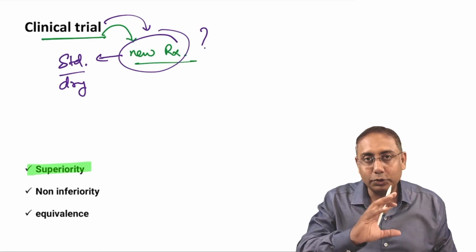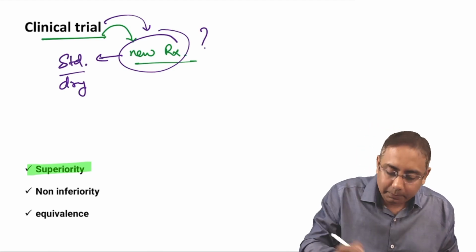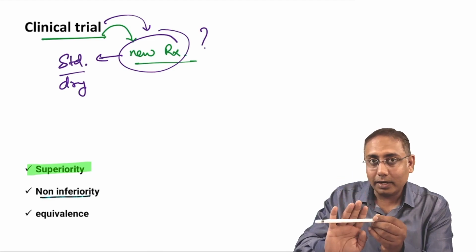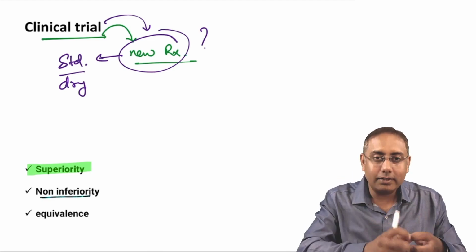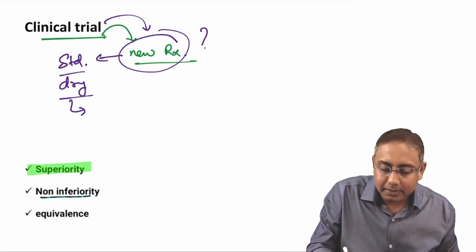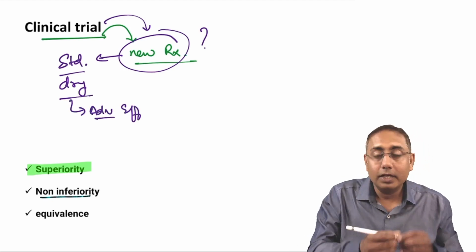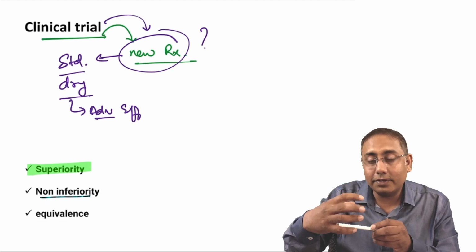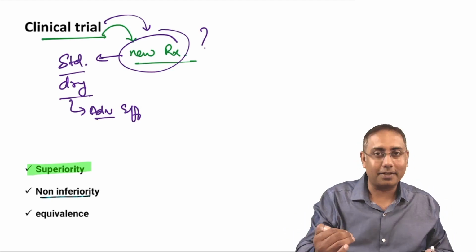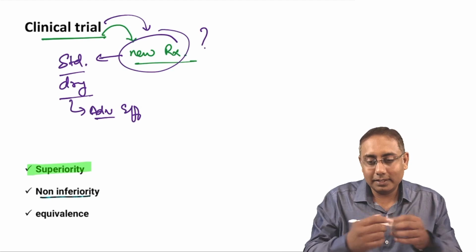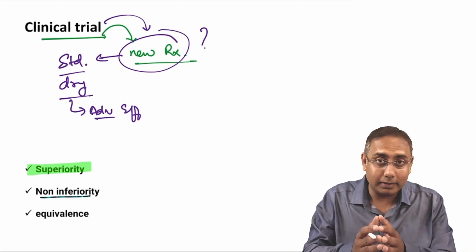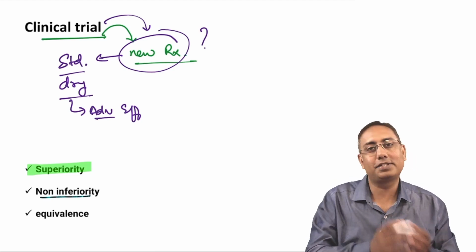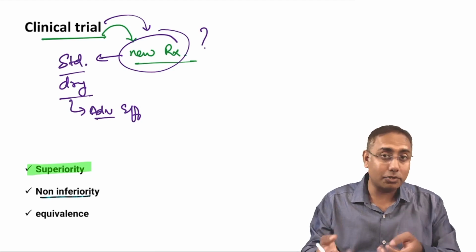Or sometimes you can just take the reverse angle. I'm just going to show you the same thing in a different scenario now. Sometimes you can do a trial where, let us say the standard drug is there, and the standard drug already has some adverse effects. This new drug has adverse effects which are lesser than the standard drug. So we can say that the new drug is not inferior to the standard drug, or in simple words, it is not as bad as the standard drug. So this drug is better. Why? Because it's not as bad.